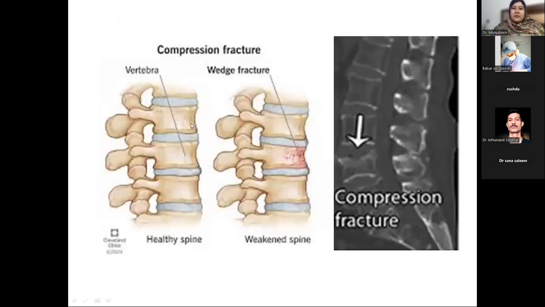Now this is a compression fracture. We said that compression fractures involve just the anterior column. That results in wedging of the spine. Now what is wedging of the spine? Normally the spine is like this, but when there is a fracture of the anterior column, the vertebral body becomes wedge-shaped. This is known as wedging of the vertebra. That is a wedge fracture. That's why compression fractures are known as wedge fractures.